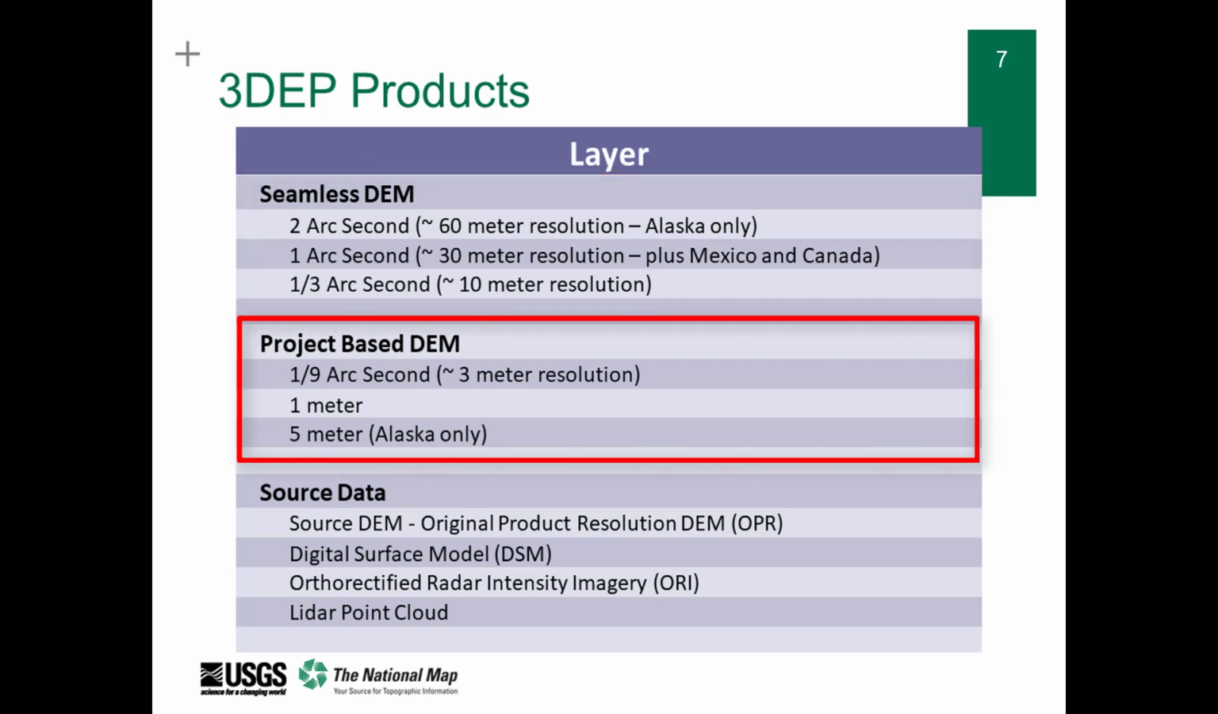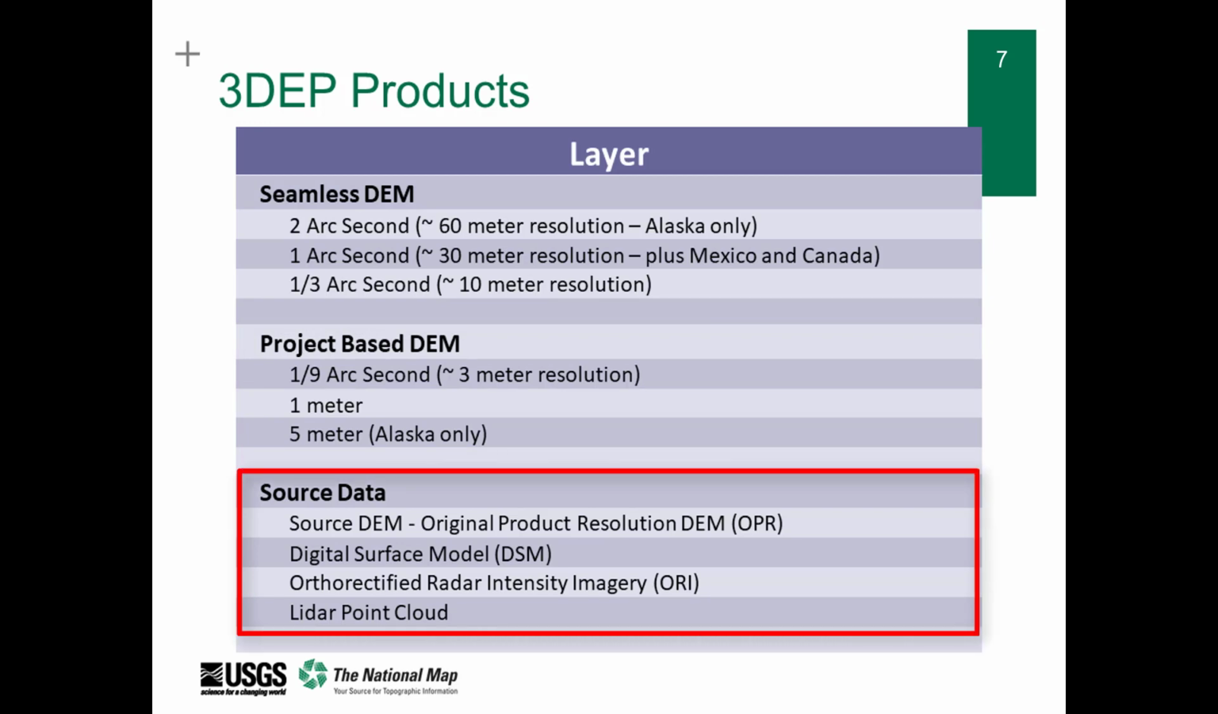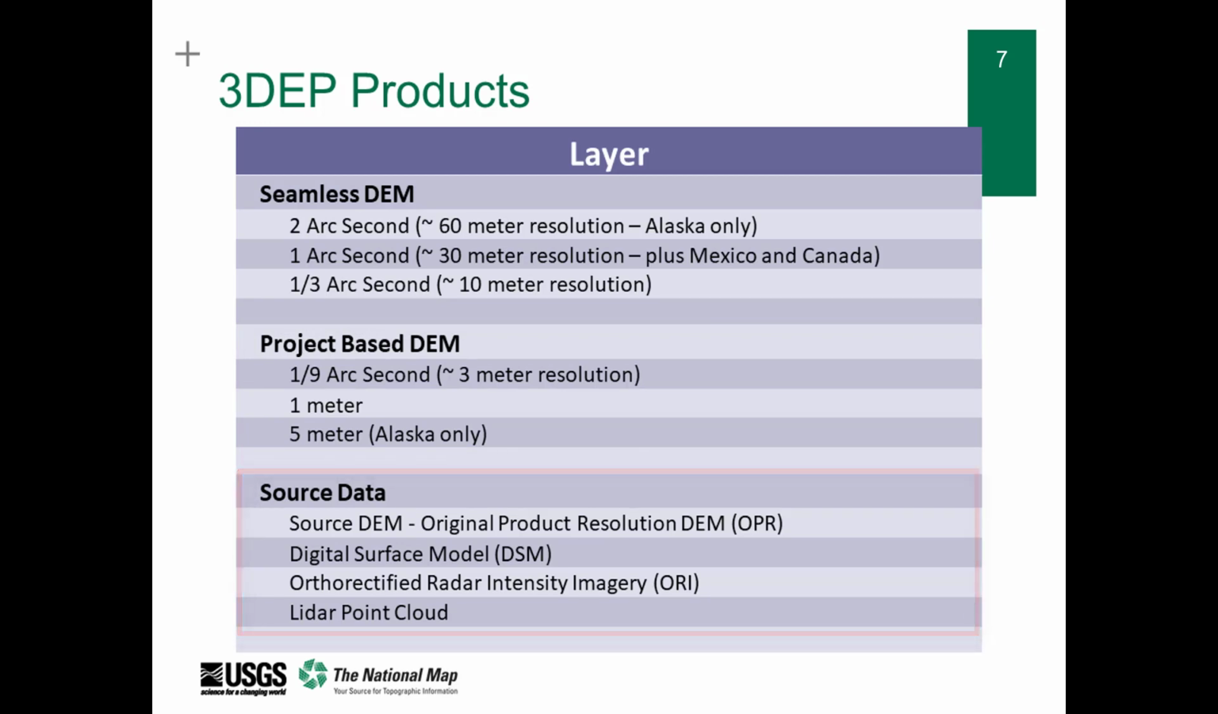Project-based DEMs have higher resolution than the seamless DEMs and are delivered when individual LiDAR projects are completed. Source data refers to products other than standard DEM products. Note that the 1 meter project-based DEMs and the Lidar point cloud are considered the primary 3DEP deliverables and are available for all current Lidar acquisitions. Now we will look at each group of elevation products in more detail.